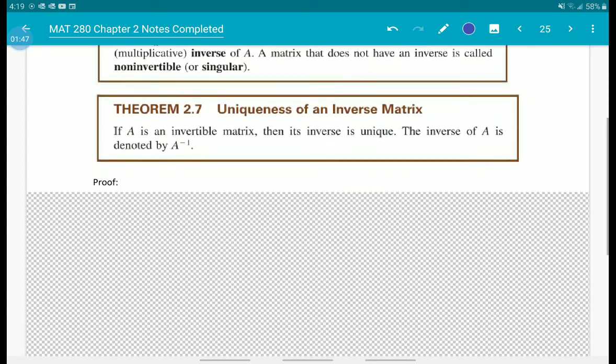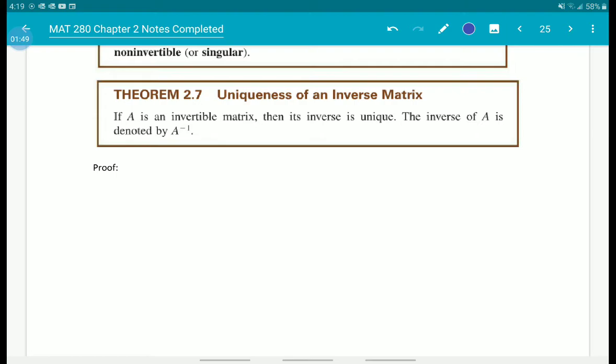So let's go through and prove that. Here's what we're going to do. We're going to let B and C be inverses.